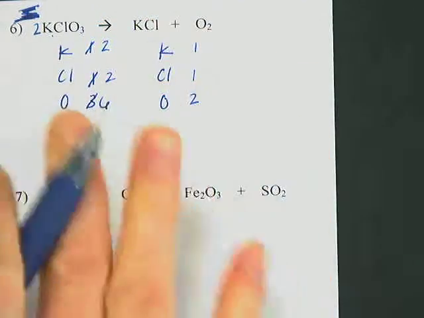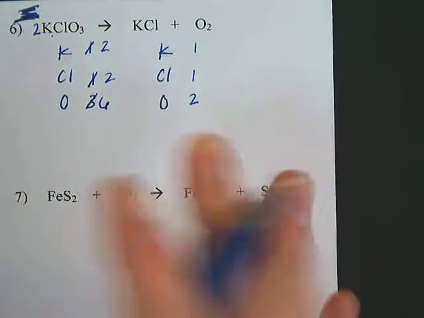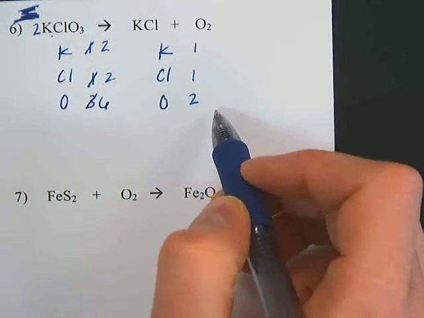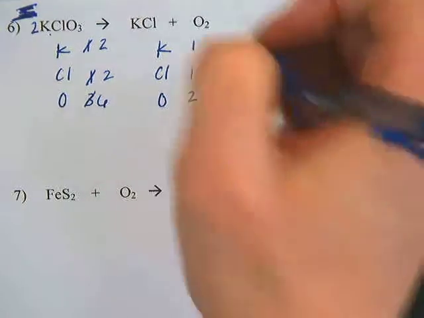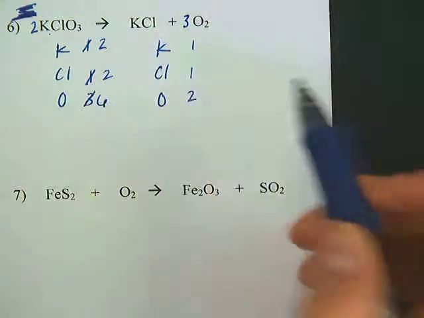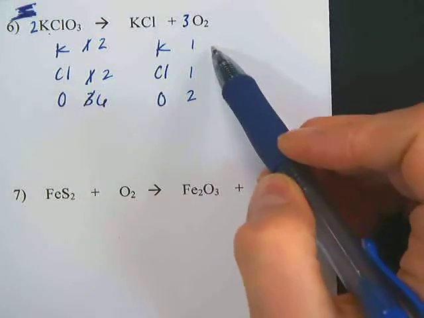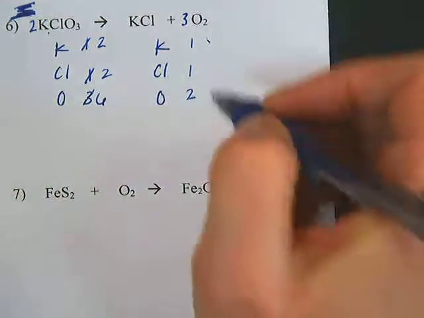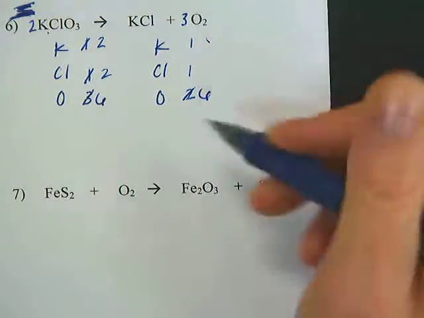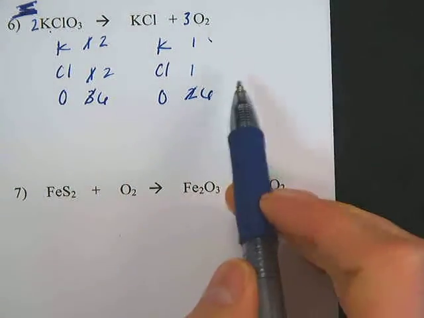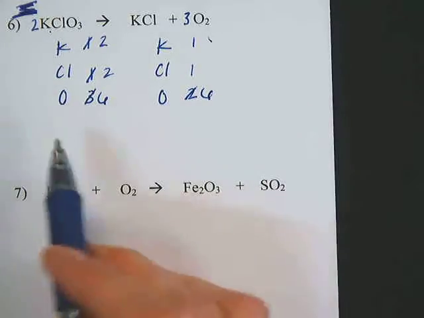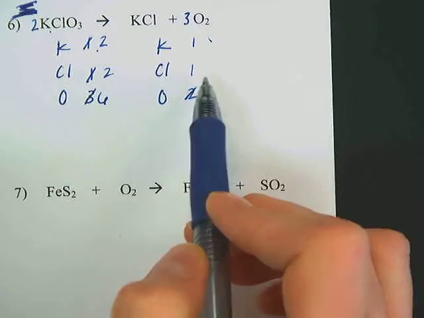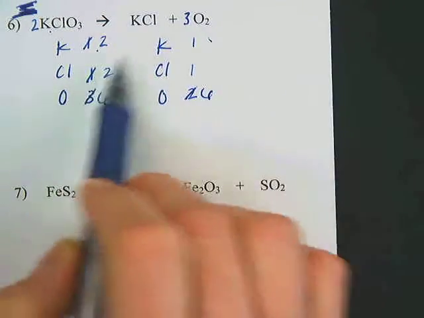Then, that also changes the potassium. It gives us 2 of those and 2 chlorines. We'll come back and deal with those later. Let's finish dealing with the oxygen first. So we have 6 oxygens on the reactant side and 2 on the product side. So to make that work, we're going to put a 3 in front of the O2. That means that we have 3 molecules of oxygen. Each of those molecules has 2 atoms of oxygen. So that is 6 oxygen atoms total on the product side.